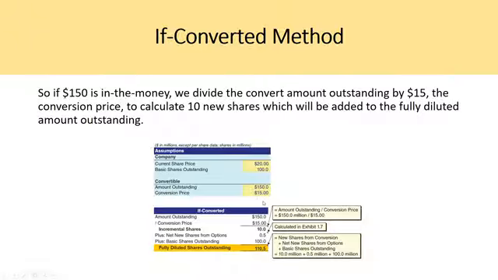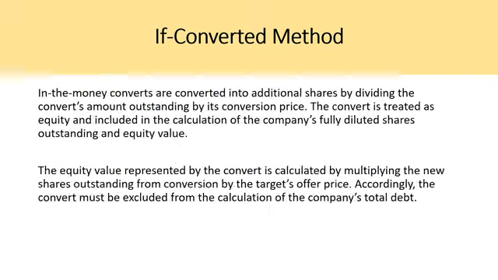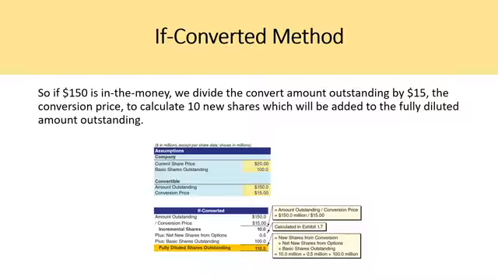And it's very easy. The if-converted method is very, very easy. All you have to do is divide that amount outstanding by the conversion price to get the new incremental shares. And so that 10 is then added to basic shares outstanding to get fully diluted shares. So that's how you calculate the in-the-money convertible equity securities. In-the-money options we use the treasury stock method, and in-the-money convertible securities, we use the if-converted method.